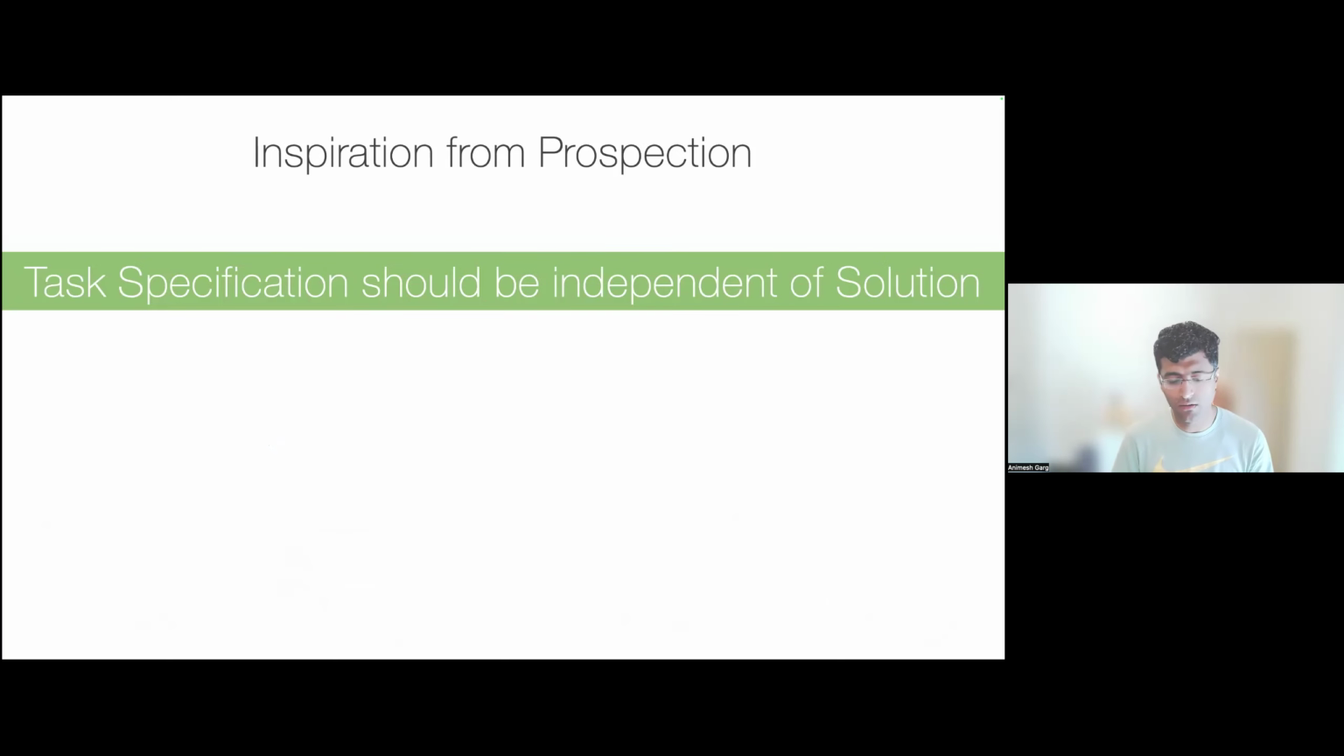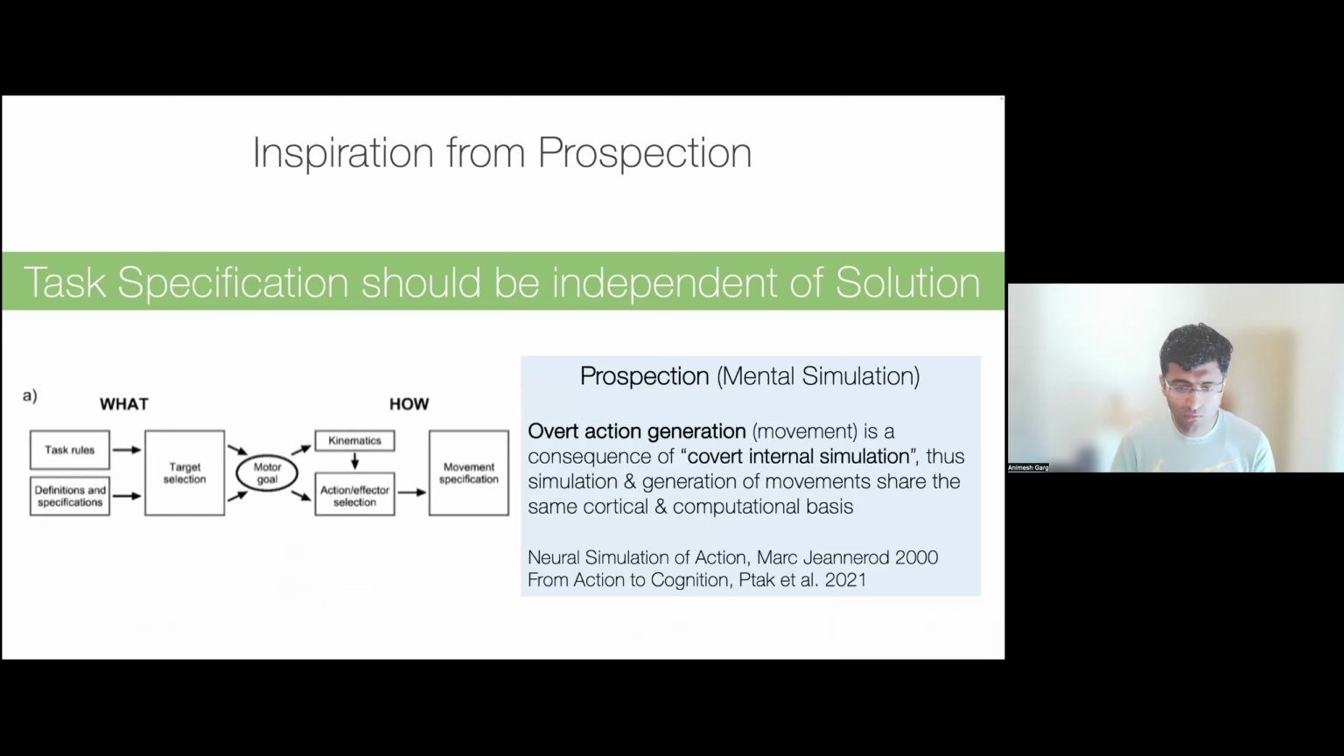So first of all, my argument is that task specification should be very much independent of the solution. What that means is, we borrow ideas from our friends in neuroscience and cognitive sciences, where they call this idea prospection, which basically says that we do action generation, which is movement, as a consequence of what we can call a covert internal simulation. So simulation and generation of movements are effectively sharing the same computational basis. And you're dividing the problem in a simple sense into the what and how. So let me just sort of ground this idea.